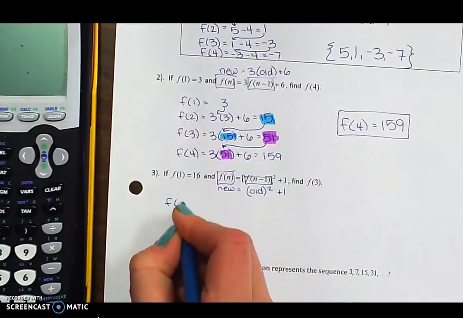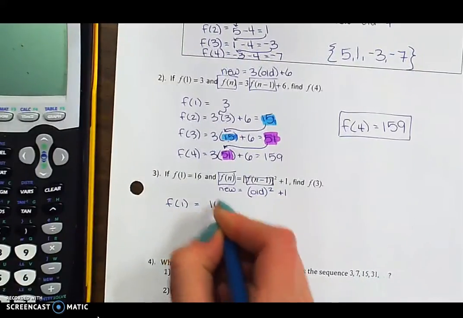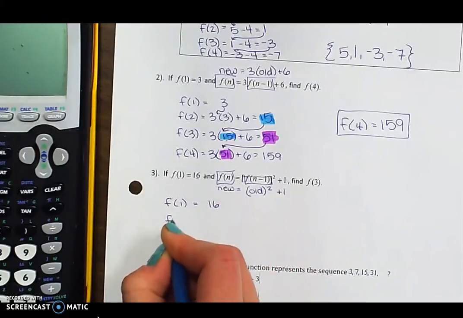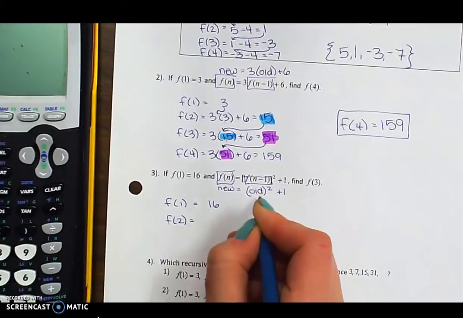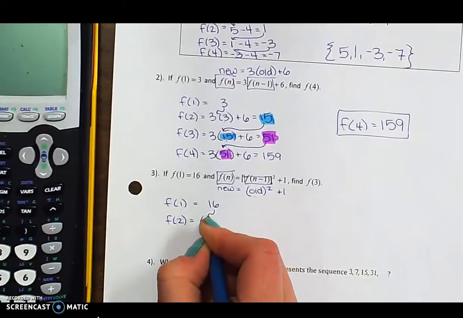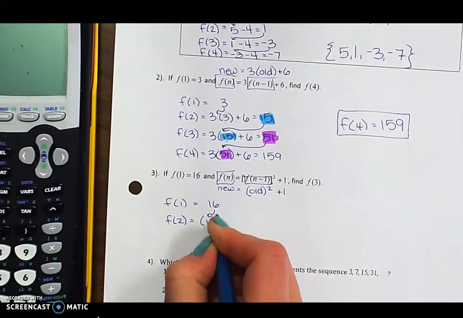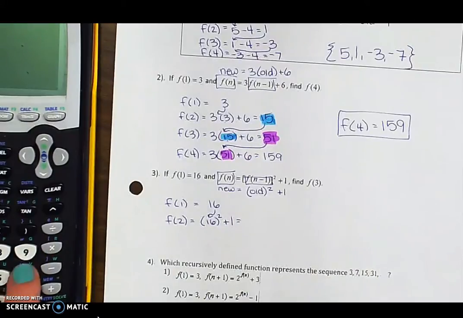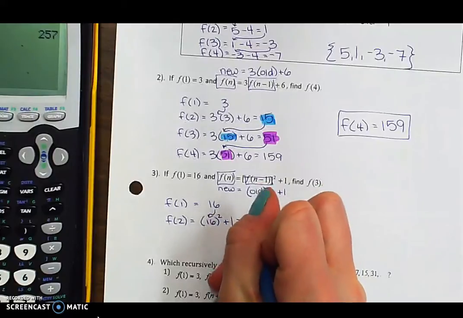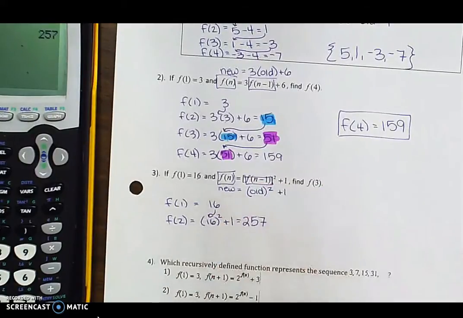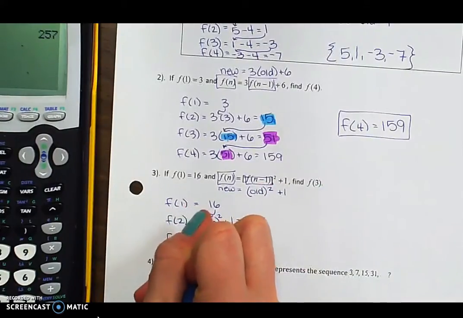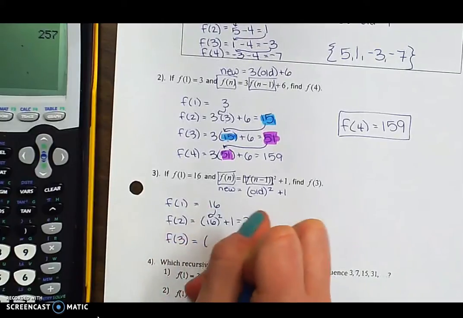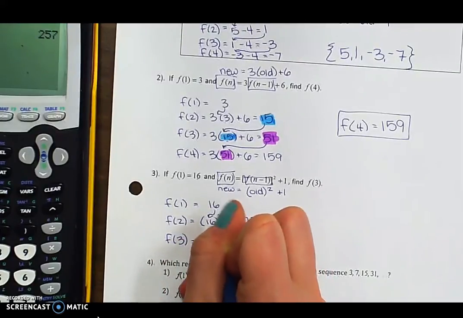So let's go ahead and try this out. So f of 1 equals 16. So they gave us the first one. F of 2. So I'm going to take the old, so I'm going to take the 16, bring it down, and add 1. And the calculator helps me out here. So 16 squared plus 1, 257.